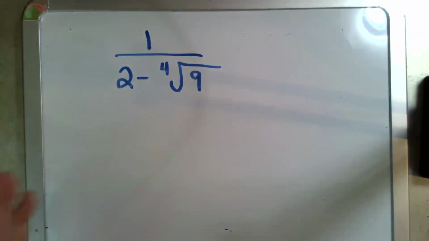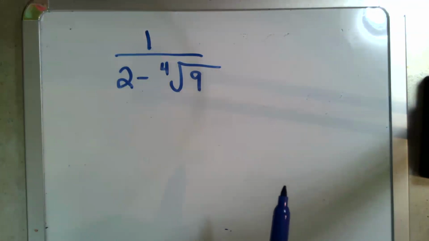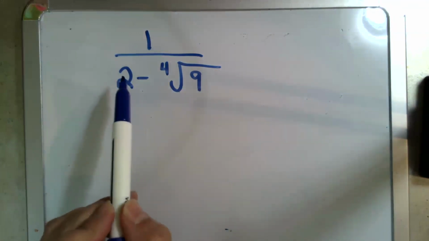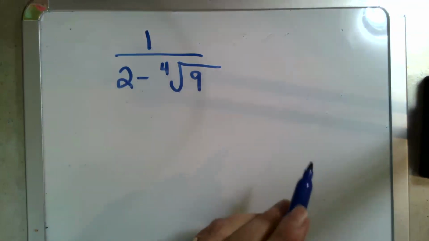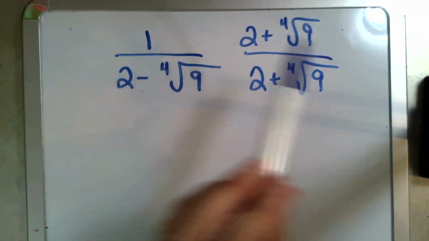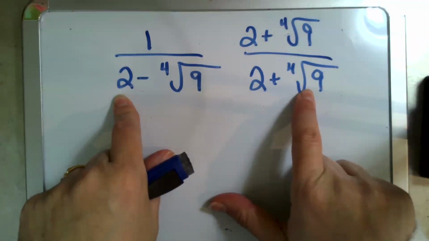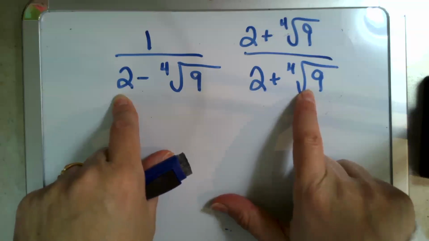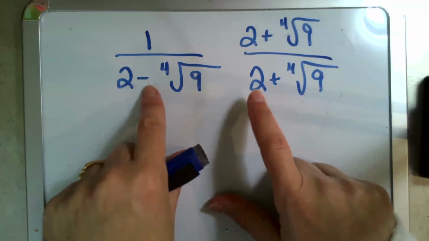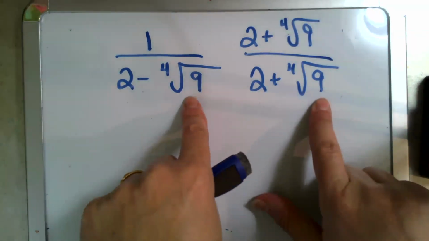So generally, when we have a binomial in the bottom that has a root and we want to get rid of it, we would want to multiply by the conjugate, which means these same two terms, but with the opposite sign between them. The reason we would do that is because this creates a difference of squares. 2 times 2, that's 4. 2 times the fourth root of 9, that's 2 fourth root of 9. Negative fourth root of 9 times 2, that's negative 2 fourth root of 9. Those two terms cancel out, and then our final two terms.